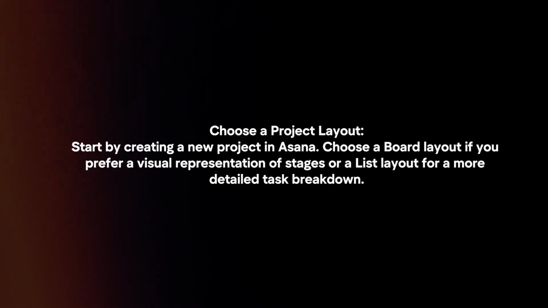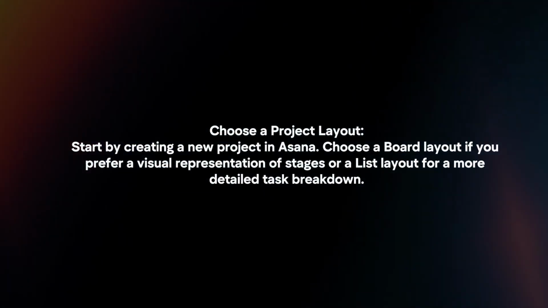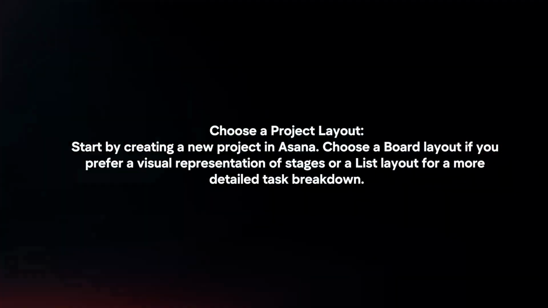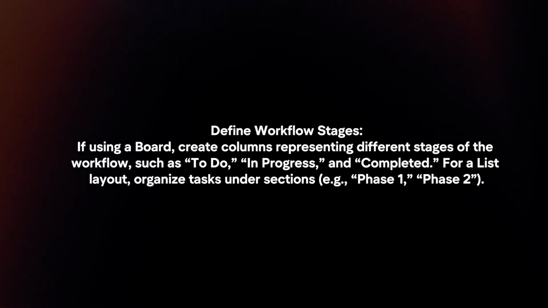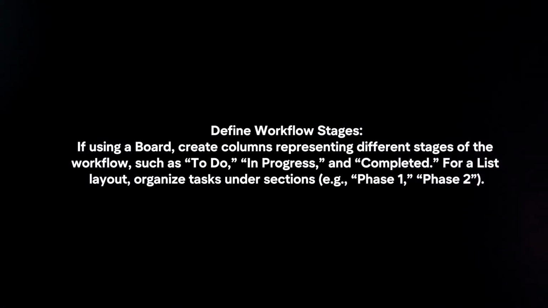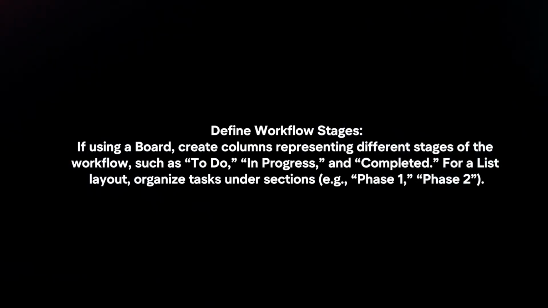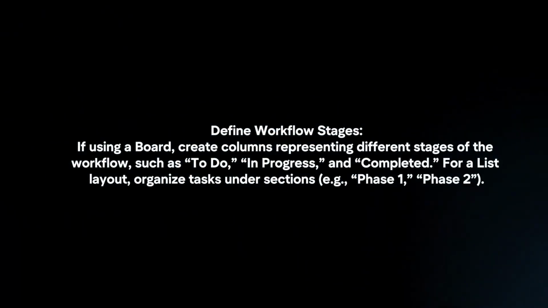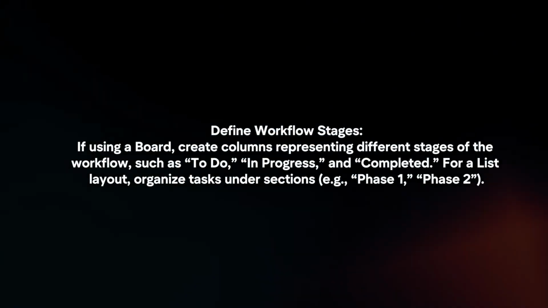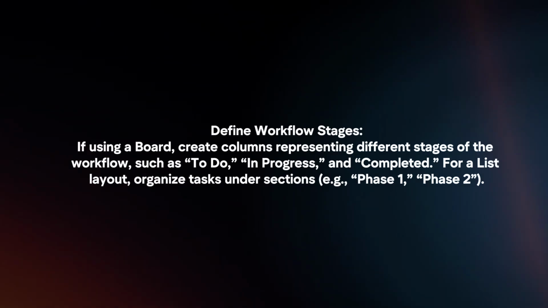Choose a board layout if you prefer a visual representation of stages, or a list layout for a more detailed task breakdown. Define workflow stages. If using a board, create columns representing different stages of the workflow, such as to do, in progress, and completed. For a list layout, organize tasks under sections.